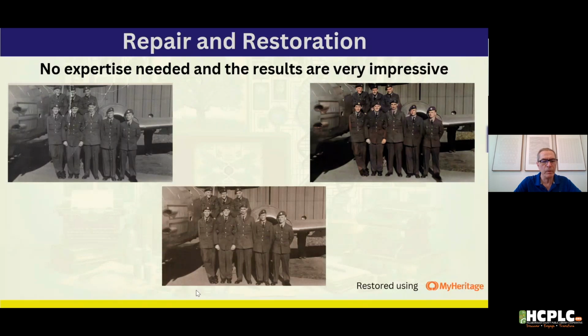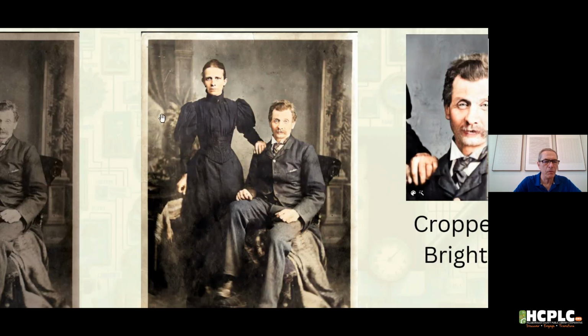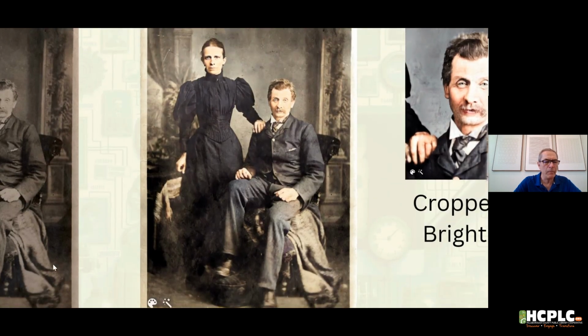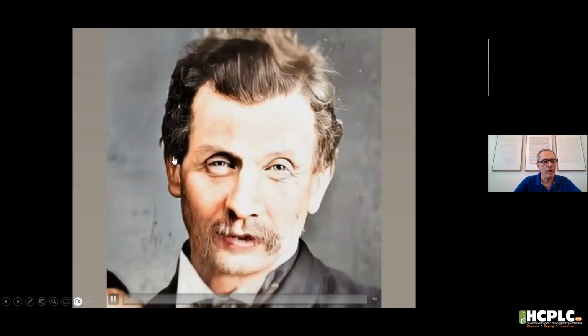Now, I want to talk about the future a little bit, and we've seen this photograph already. So this was the original photograph that I have in my collection, a cabinet card. And then I restored it. I just colorized it. And the thing I like about the MyHeritage restoration is it doesn't go overboard on colorization. It's very, very sympathetic, if you like. It doesn't put really strong colors in there. What I did was take my grandfather's head.